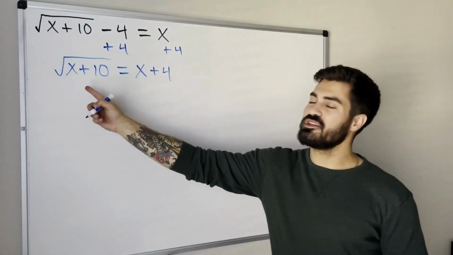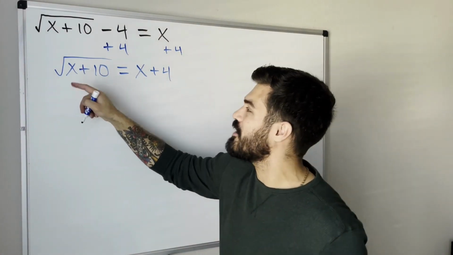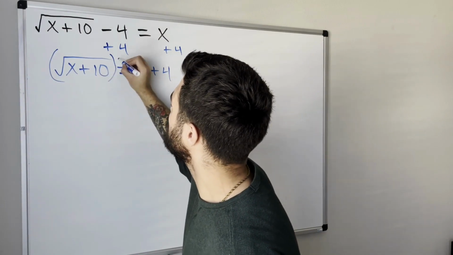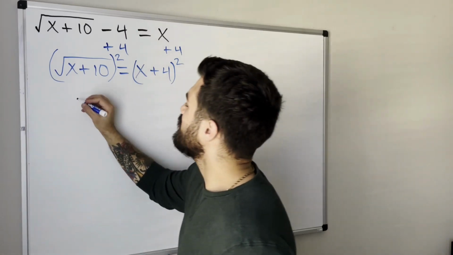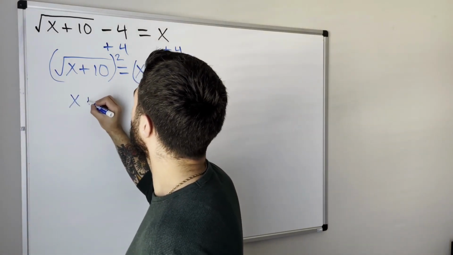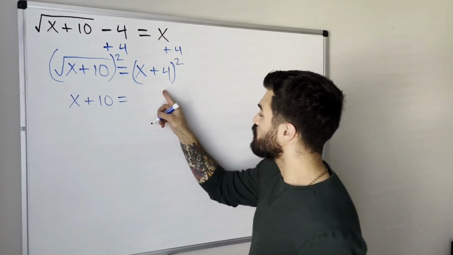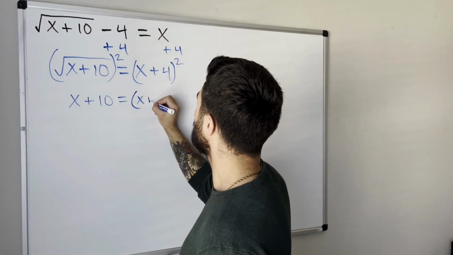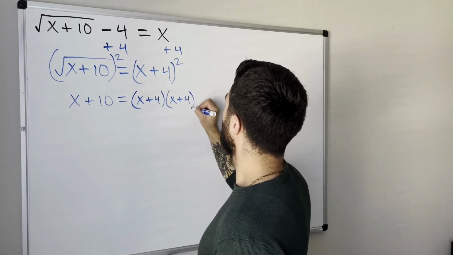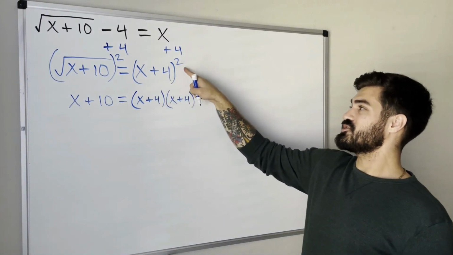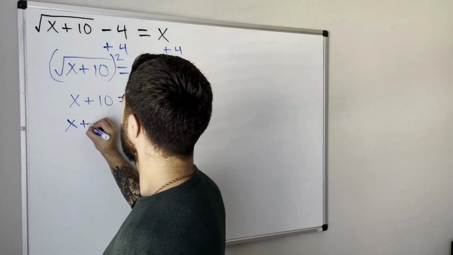So now that we've isolated the radical expression, what we can do is get rid of this radical by squaring both sides. Since this is a square root, we can get rid of it by squaring. That's going to leave us just with what's under the radical, x plus 10, and that's going to be equal to x plus 4 times itself. So I'll write it out twice just to help remind people of what that square means. We cannot distribute this square, x squared plus 4 squared. No, no, no. Write it out. And now we can continue from here.